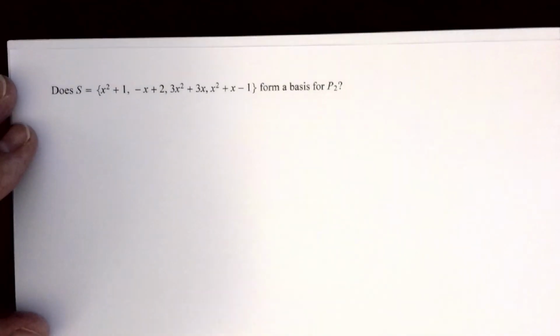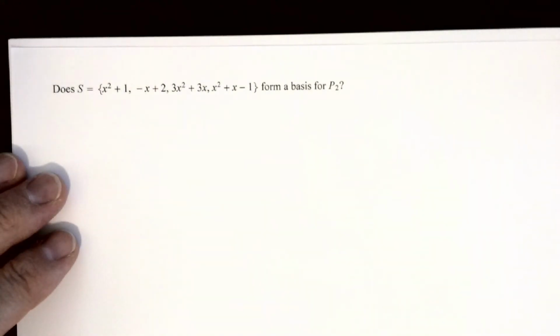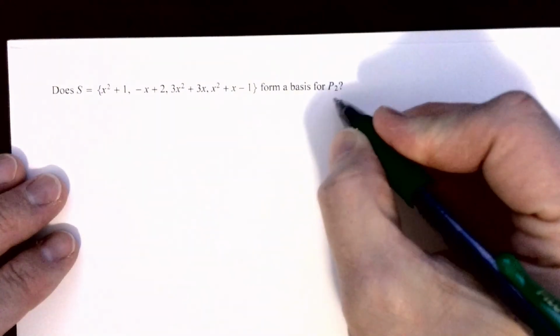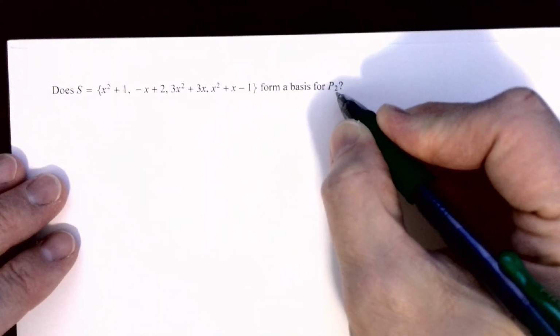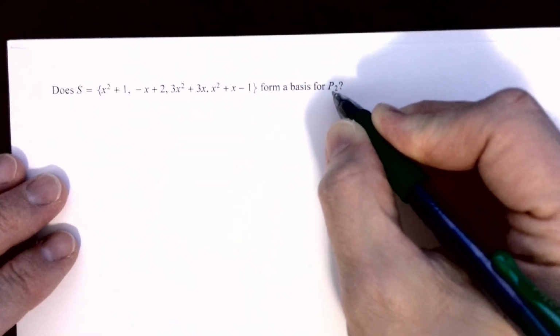Does this set of vectors, which in this case vectors are what? Polynomials. Do they form a basis for P sub 2? Remember, P sub 2 is what? A set of all polynomials of what? Degree 2 or less. P sub 2 is the set of all polynomials of degree 2 or less.